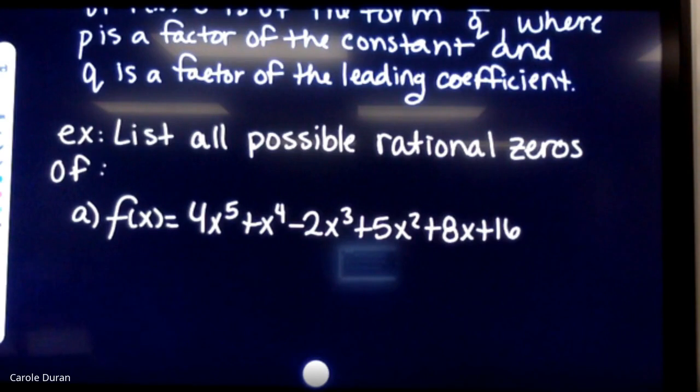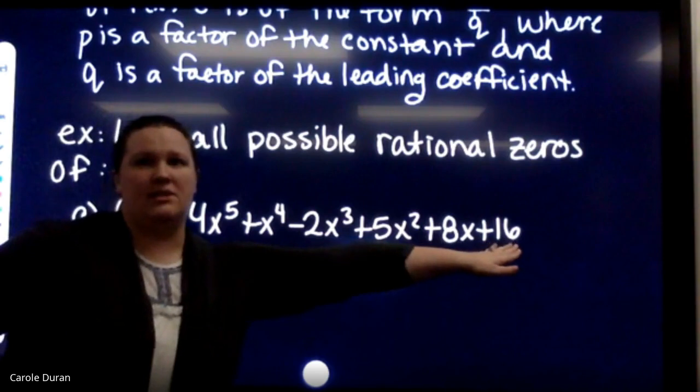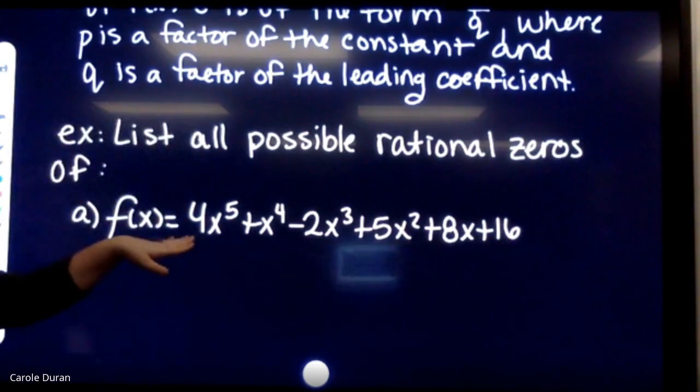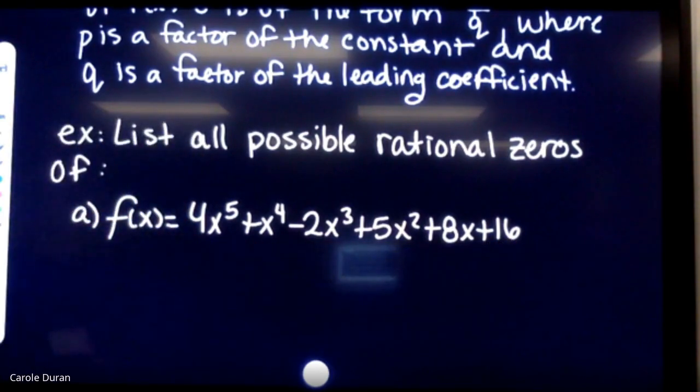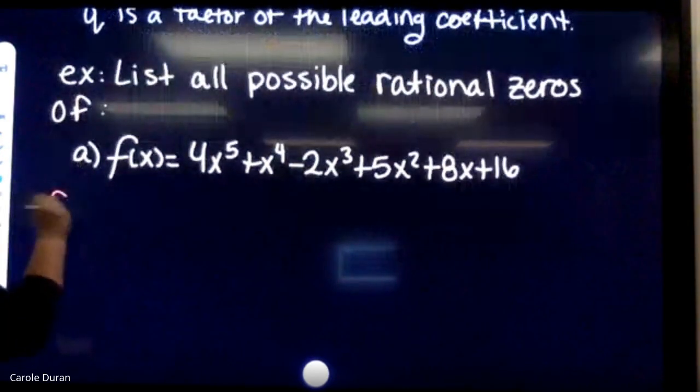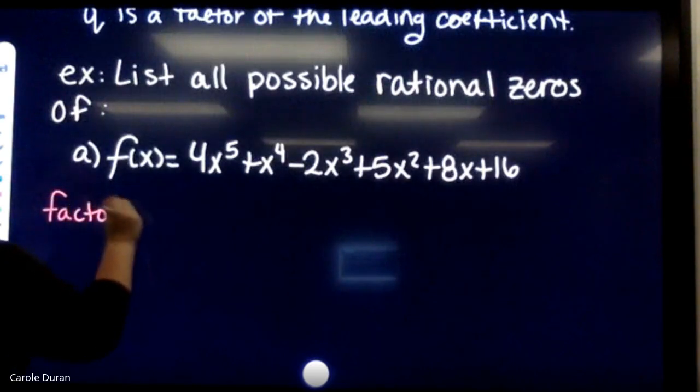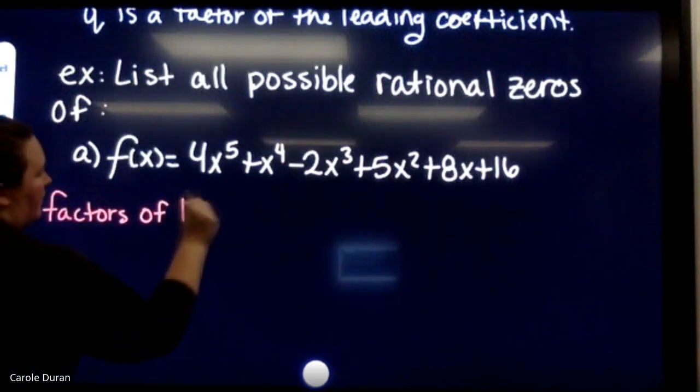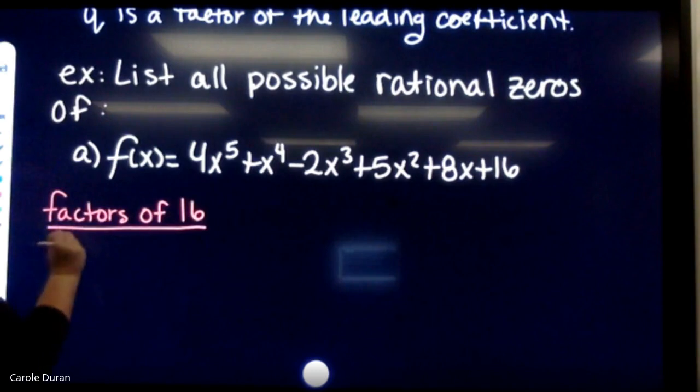So once I have a polynomial, the rational zero theorem or the rational root theorem, depending on what you want to call it, tells me that if I have a rational zero, it is a number such that the numerator is a factor of my constant and the denominator is a factor of my leading coefficient. So to make this list of all possible rational zeros, I'm going to take all the factors of my constant and divide them by all the factors of my leading coefficient.